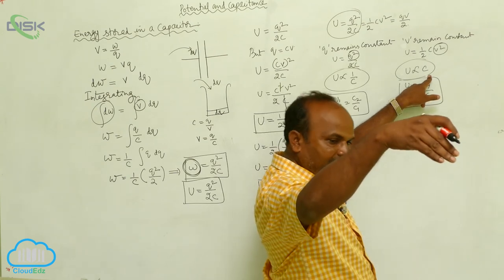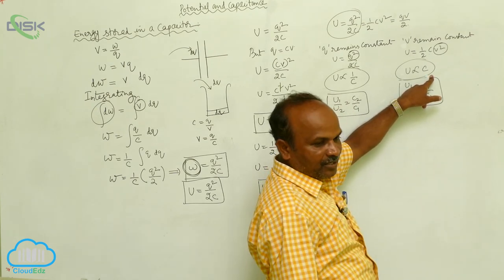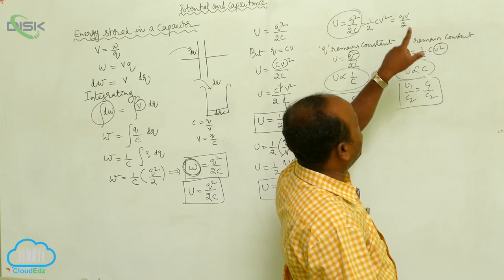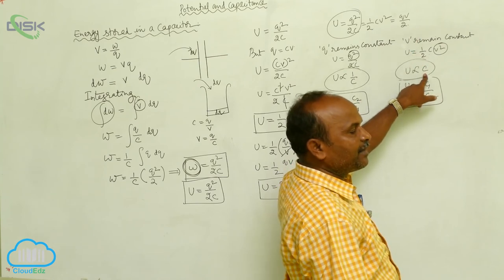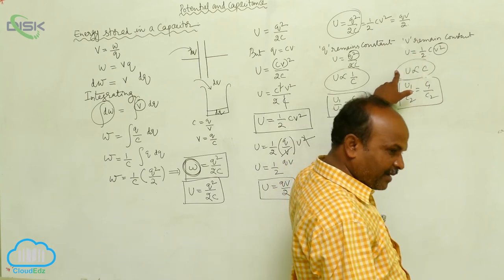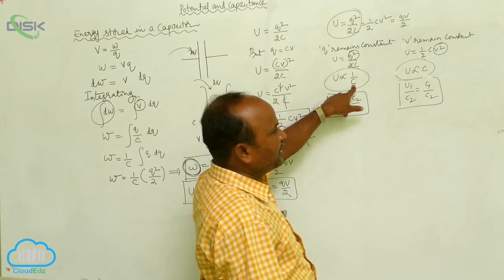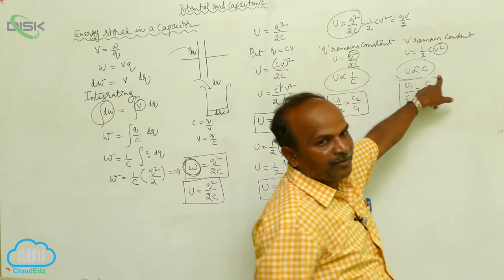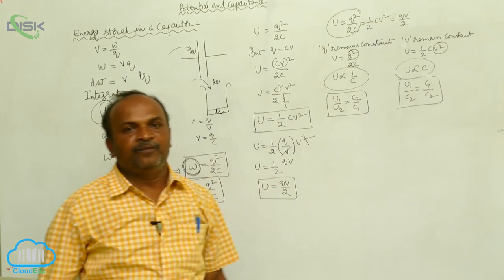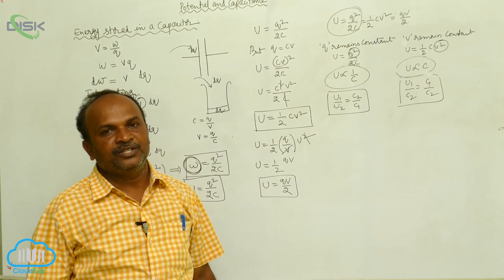Suppose again the dielectric slab is introduced. Then the capacity is increased by k times and the potential energy is increased by k times. Here U is inversely proportional to C, and here U is directly proportional to C. Therefore, these are the expressions for potential energy.